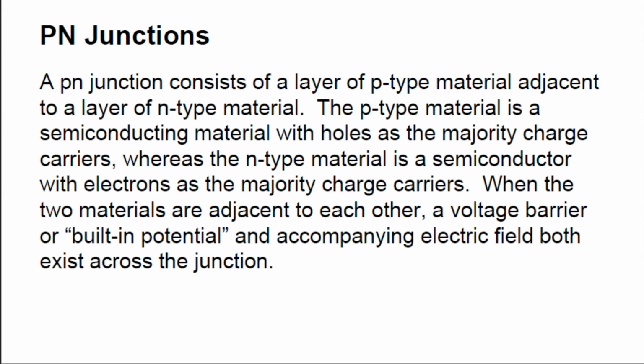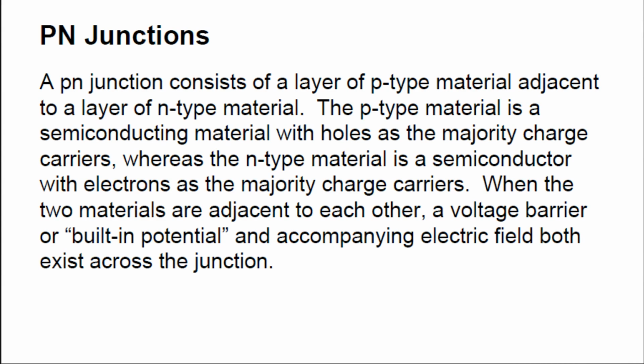An N-type semiconductor material is created when you take silicon and you introduce atoms of, say, phosphorus, which is a donor type material. And the N-type material has a net negative charge. In a P-type material, the majority charge carrier is holes. In an N-type material, the majority charge carrier is electrons.